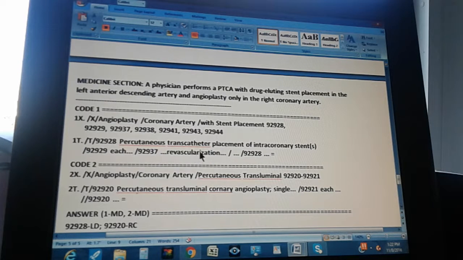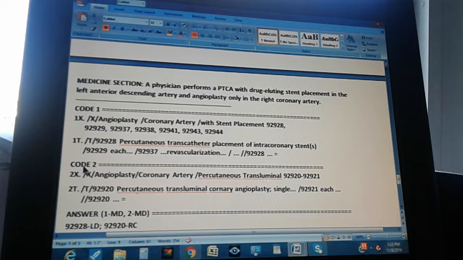92937 is revascularization. You can go through all the rest of them and you're going to find that somewhere disqualifies it. So we're going to go back to the first one, which is the one that resembles closely, right? So that's why we have an equal sign there, and 92928. And then we have the modifier LD, because it's the left anterior descending artery. So you have to include that.